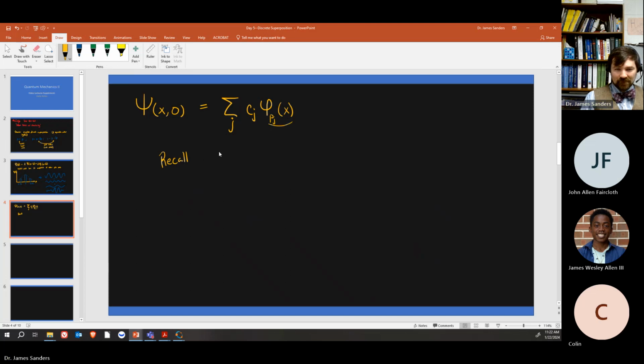Recall from last time, the discussion of Fourier transforms, that this eigenstate is given in terms of our momenta as 1 over root 2 pi h bar e to the i p_j x over h bar. Okay, so these are these individual eigenstates.